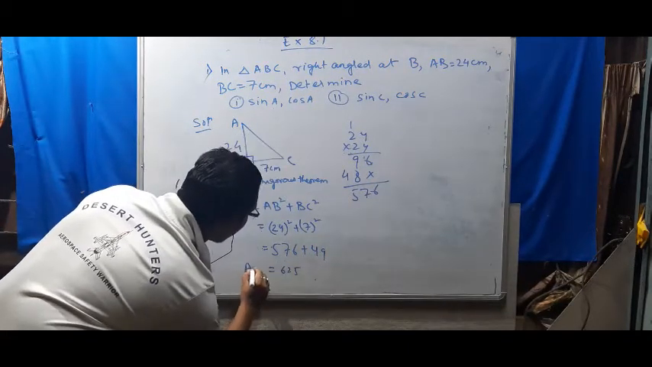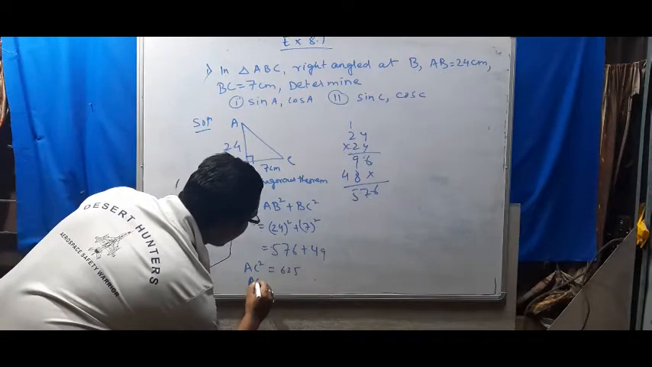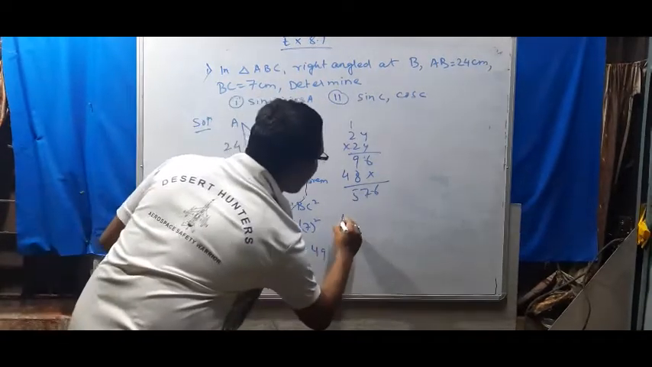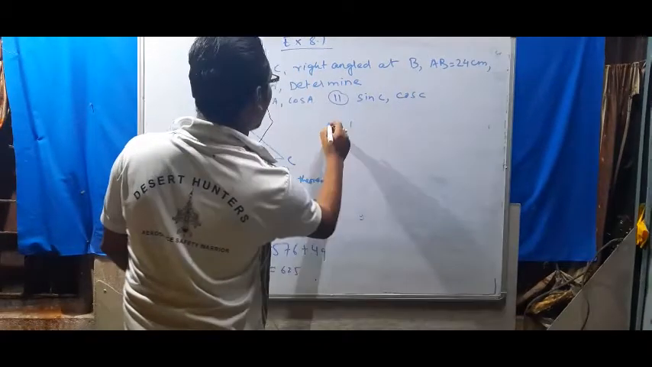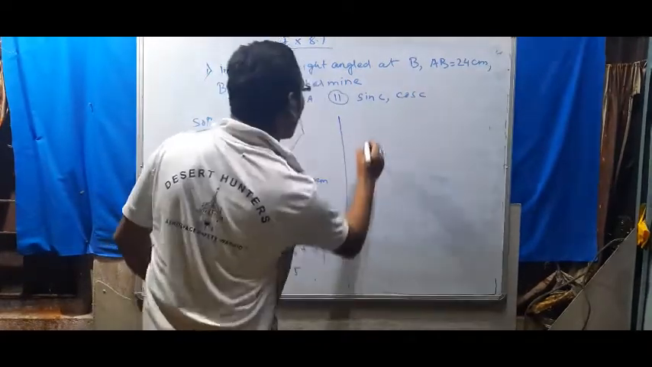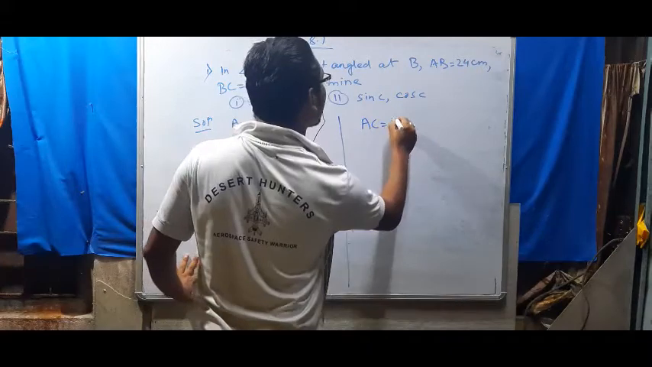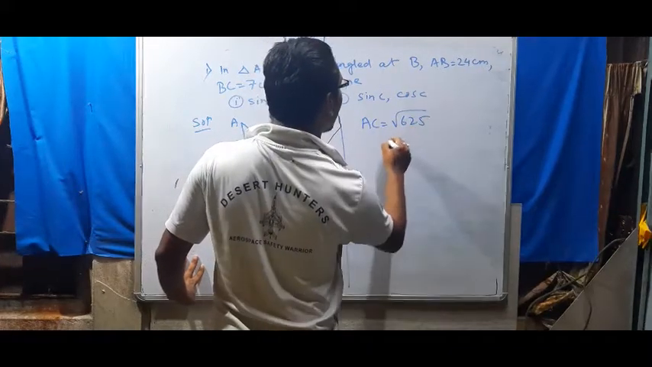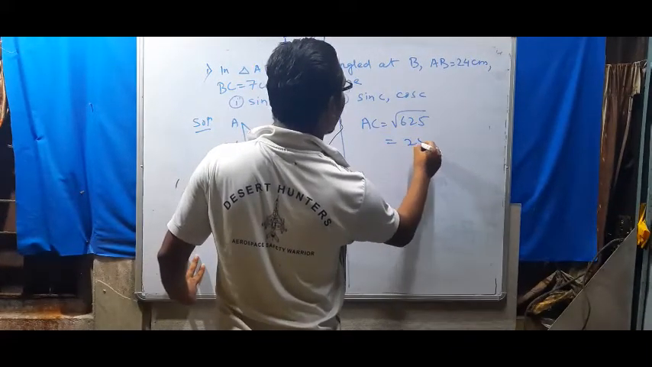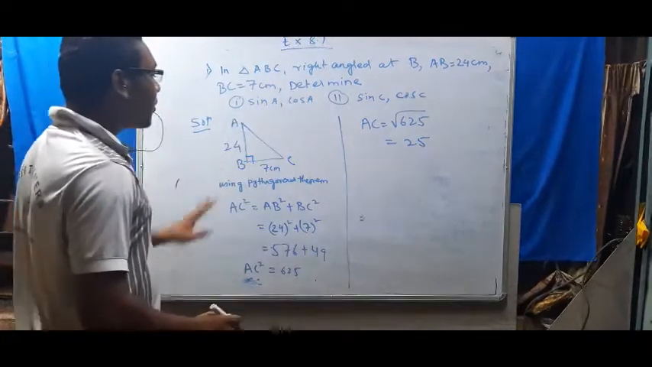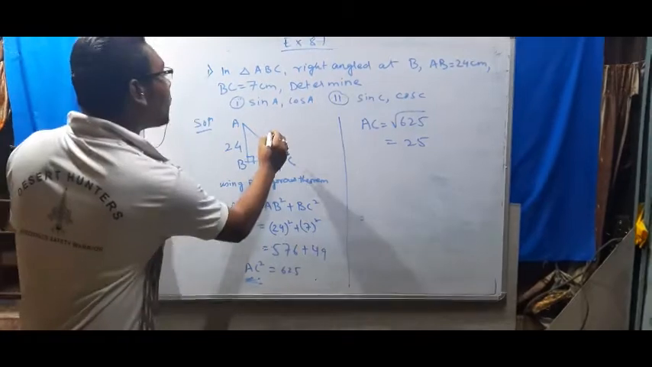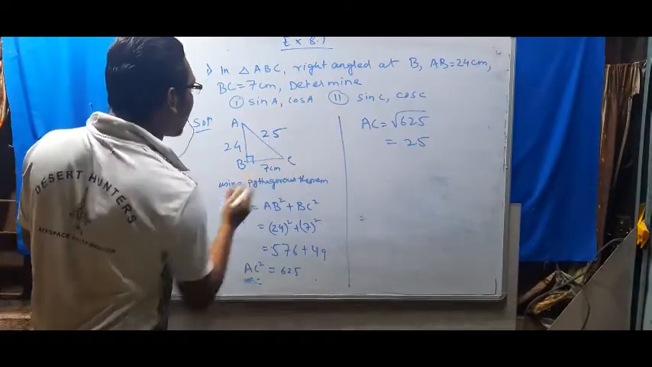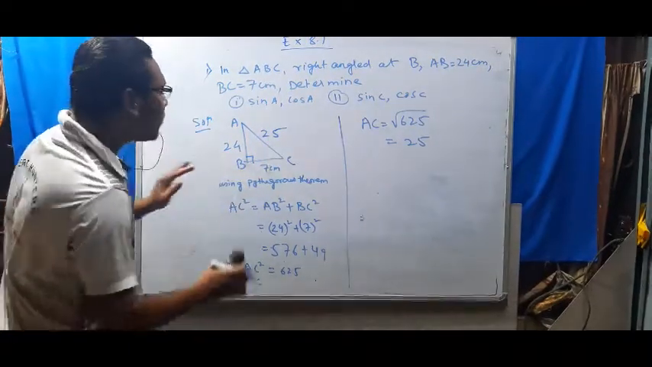So that is AC square. Now AC is equal to root over 625, that is equal to 25. Okay, this much noted. After that, here we get AC equal to 25 in the figure. So note this down.